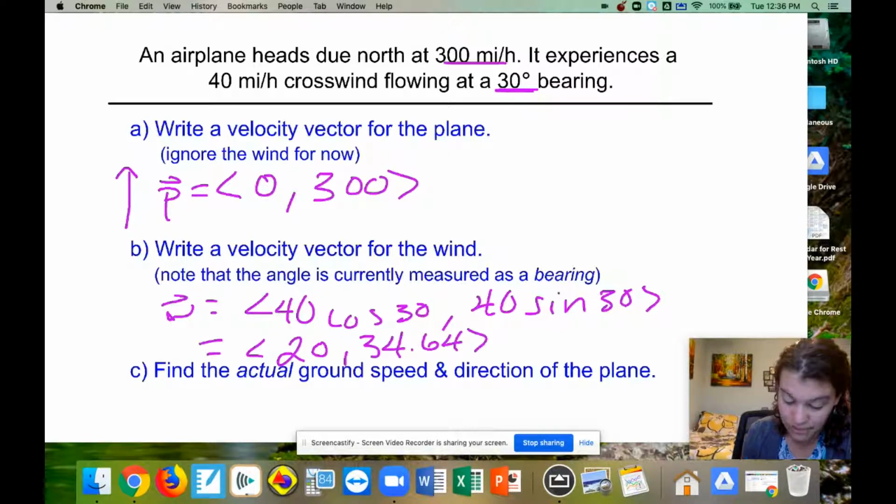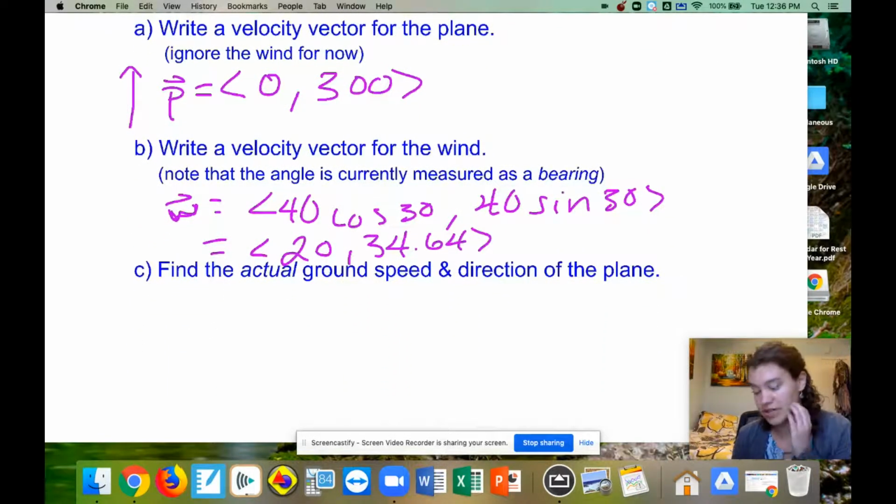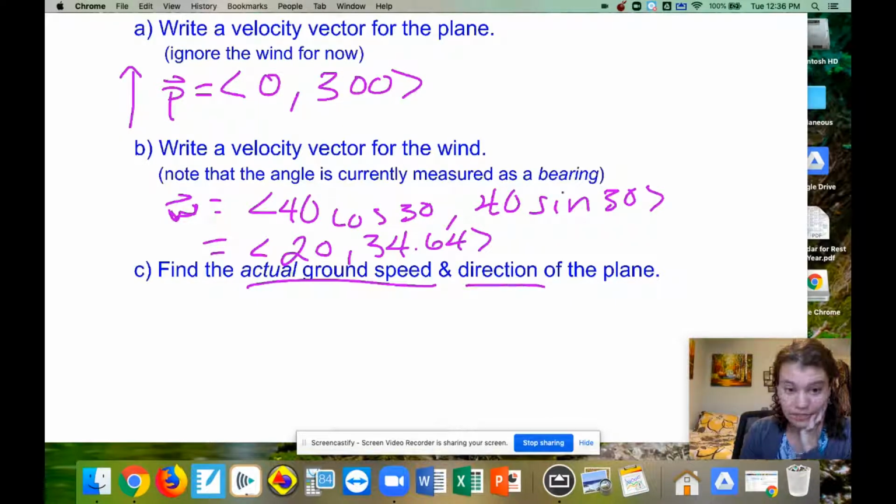If you aren't, make sure you are in degrees, not radians, because it's giving us a measure in degrees. Okay, so now for the longer section, we want to find the actual ground speed and direction of the plane. So first we need to find the actual vector to begin with. How we're going to do that is you're going to add these two together.